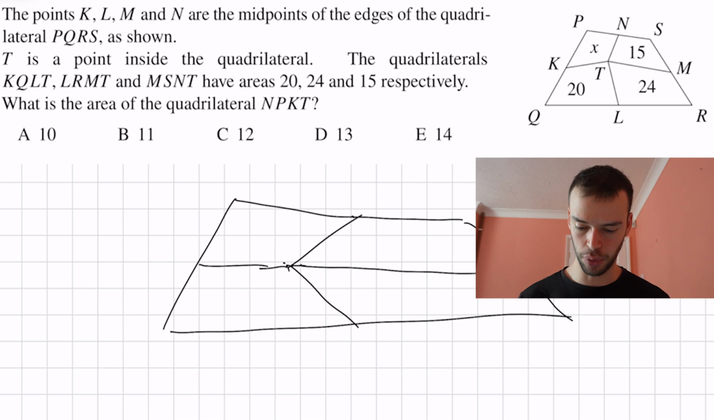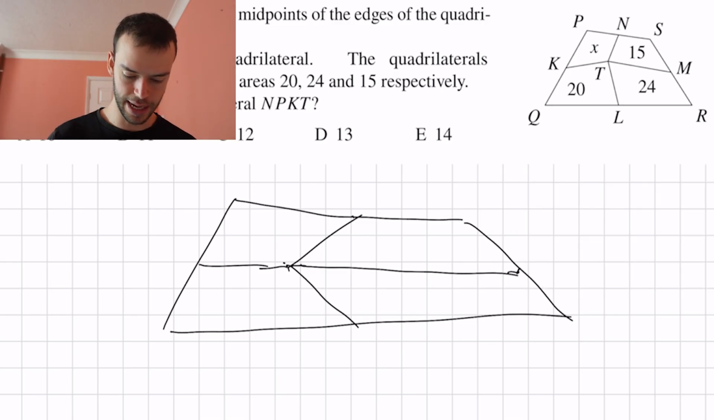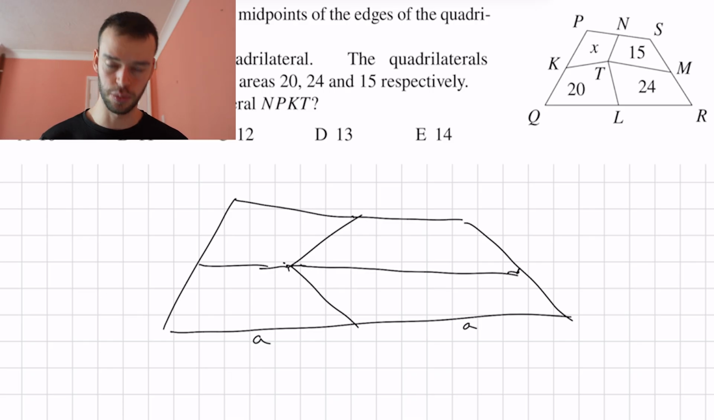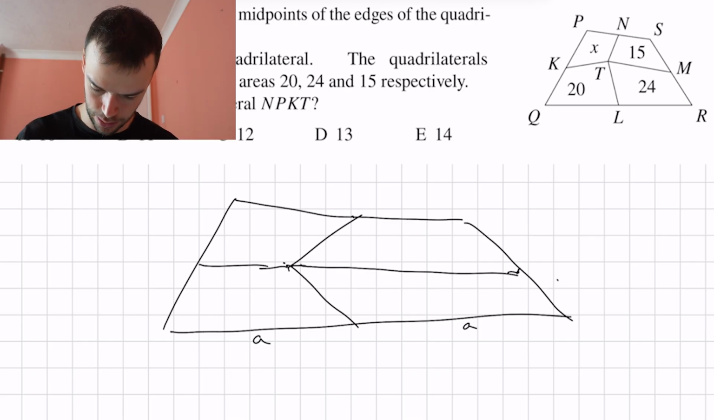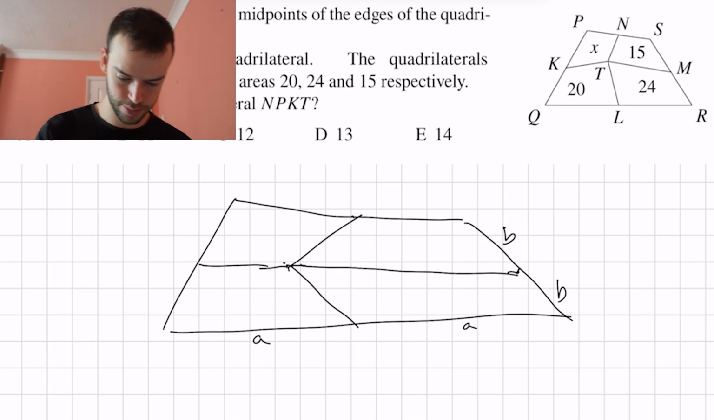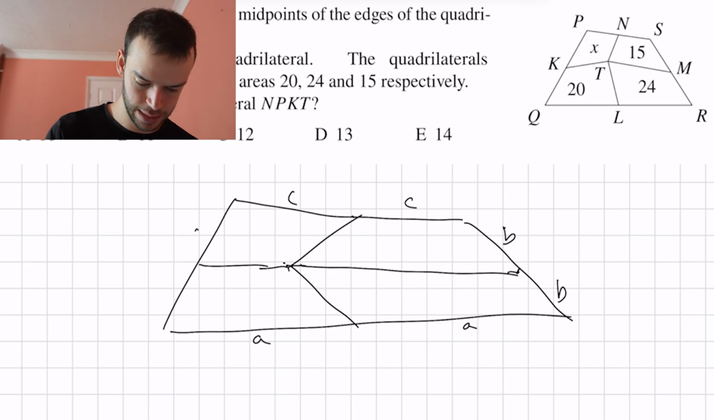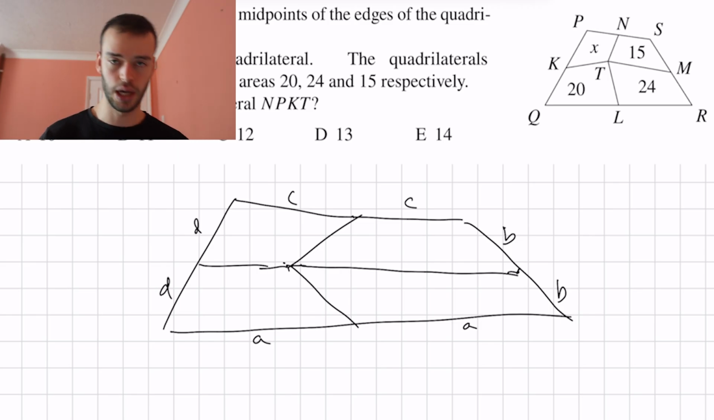Okay, so if they're the midpoints, that means that QL, that distance will be the same as LR, and likewise SM will be the same as MR, and so on. So let's label that on the diagram. Let's say that this length here is A, then therefore this length here will also be A. B, C, and D. Okay, cool.